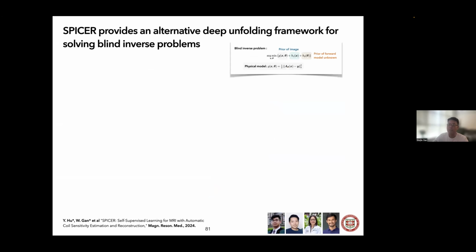So the last thing I'm going to talk about today is our work recently accepted in MRM, a journal in MRI, Magnetic Resonance in Medicine. It's called SPICER, a self-supervised learning method for MRI with automatic coil sensitivity estimation and reconstruction. We just got accepted. This algorithm provides an alternative deep unfolding framework for solving the Bayesian inverse problem. So it's a different algorithm, but still targets the Bayesian inverse problem.